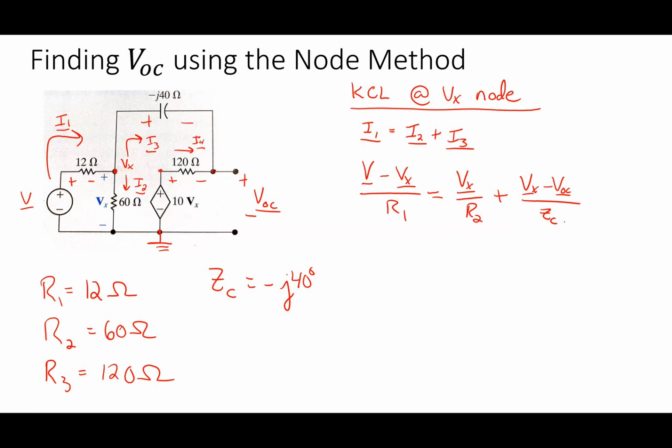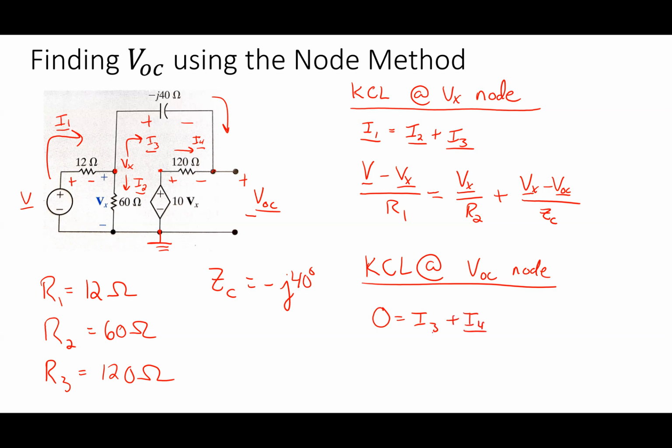All right, now what about at the other node? KCL at the VOC node. What's that? I3 and I4 are both entering. So I3 is coming in here, and I4 is coming in from the left. So basically I have 0 equals I3 plus I4.